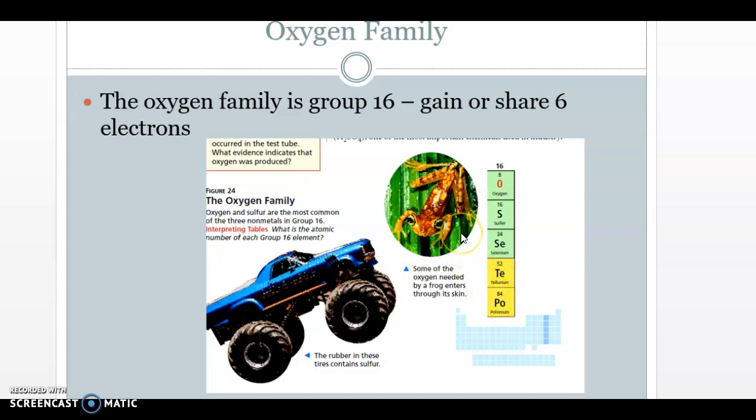Oxygen, that's a huge part of our atmosphere. We use it for breathing. We use it for respiration in our case. Rubber contains sulfur. I don't know a lot of uses of selenium. There's lots of different uses for most of these elements, but oxygen being the most important one in this case. And notice again, group 16, gain or share 6 electrons. So again, part of that pattern we've been talking about.